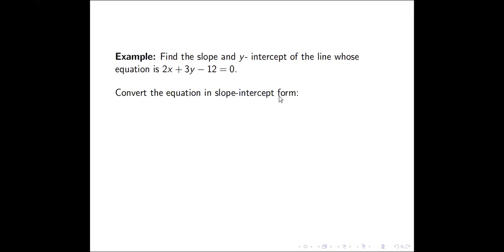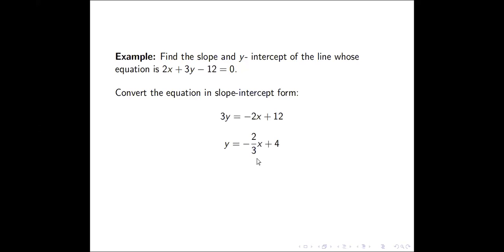So to convert it in slope-intercept form, you just have to solve for y. So transpose all terms not containing y. You have this. Change the sign, of course, when you transpose. And then you divide by 3 to get the mx plus b form. Y equals negative 2/3 x plus 4. So that's the slope-intercept form.